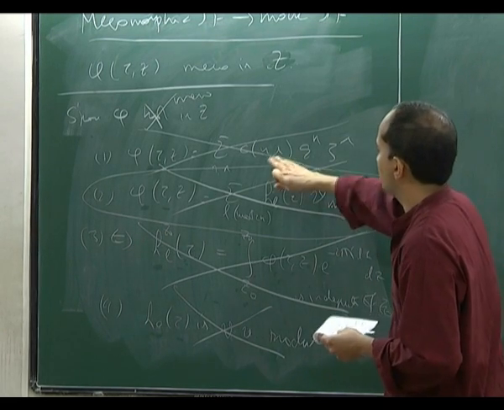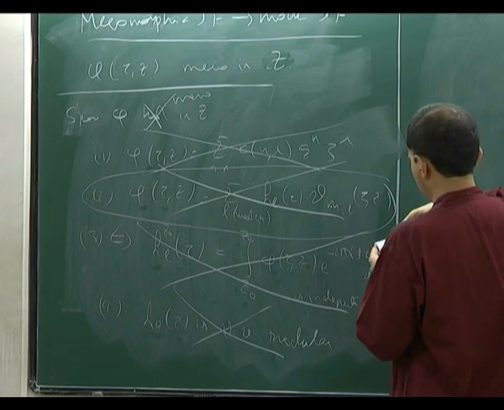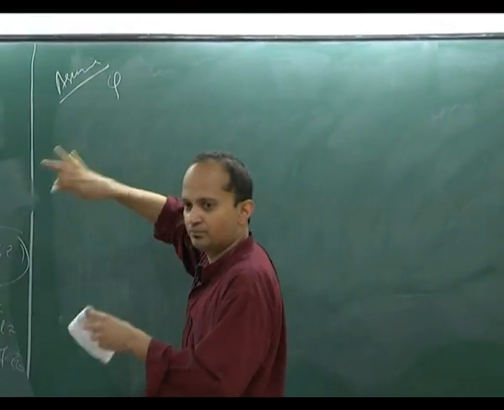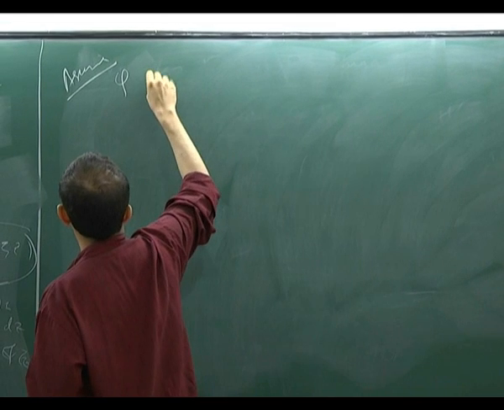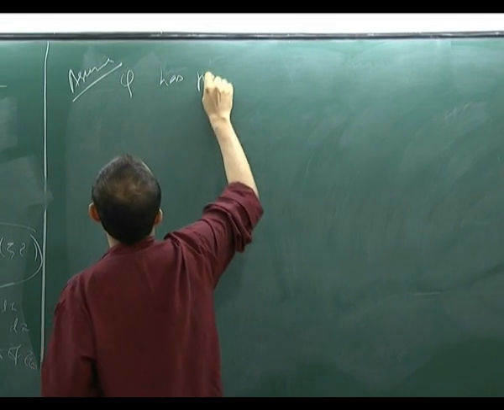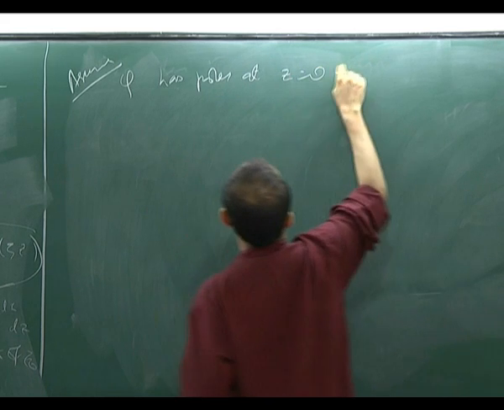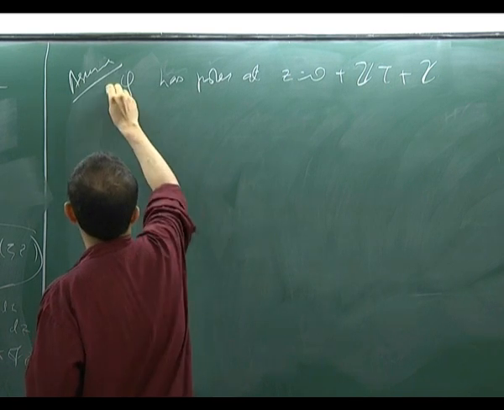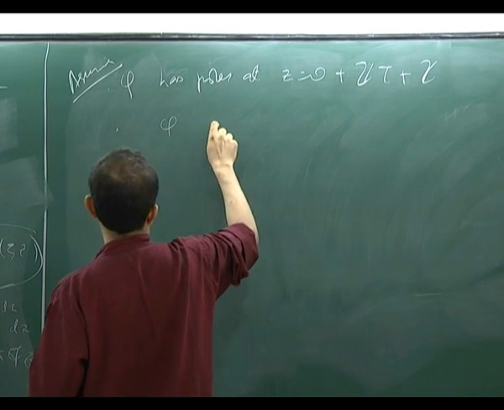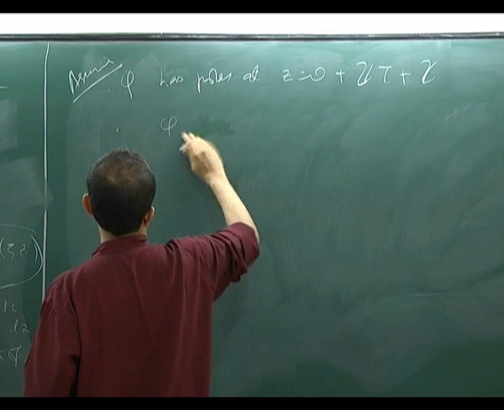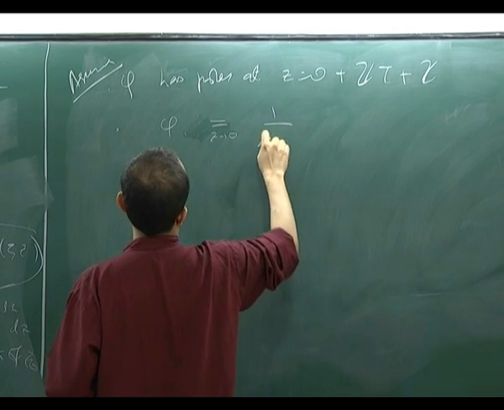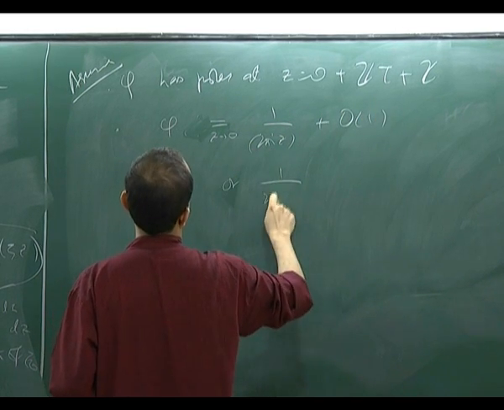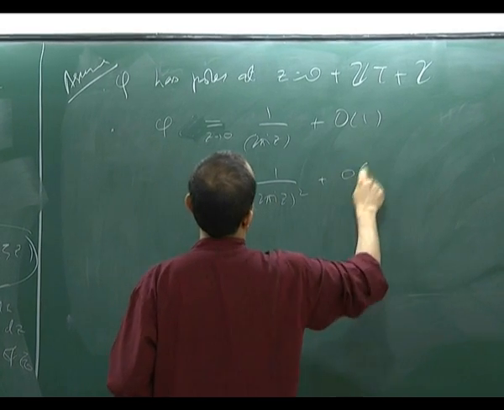So first, let's try to understand why there's no well-defined Fourier expansion. So suppose phi, assume, just for presentation, you can look at more complicated examples in the paper, suppose phi has poles only at Z equal to 0 and its lattice translates. And also assume that the pole is of the following type. So near Z equal to 0, 1 by 2 pi Z plus order of 1, or 1 by 2 pi Z square plus order of 1.